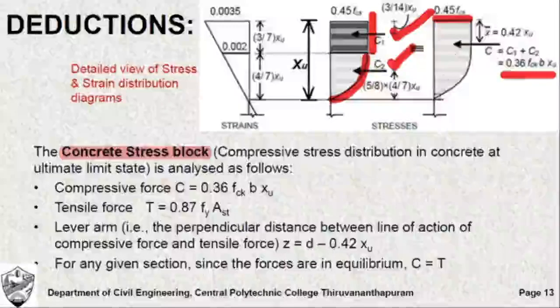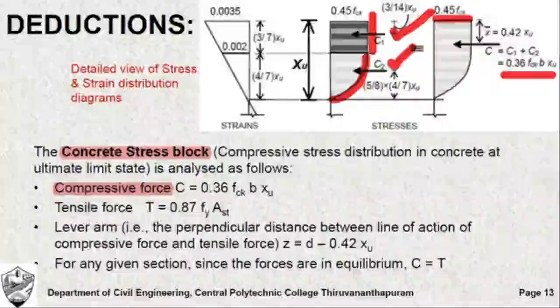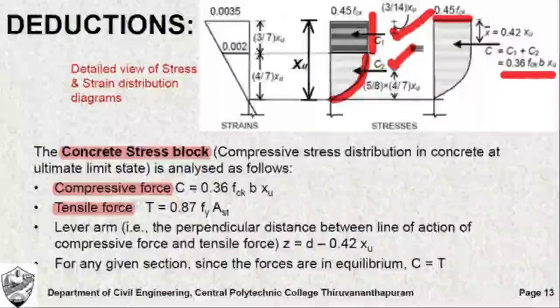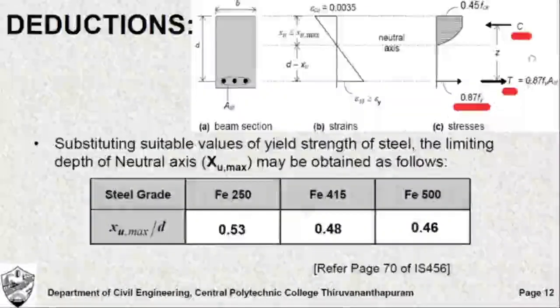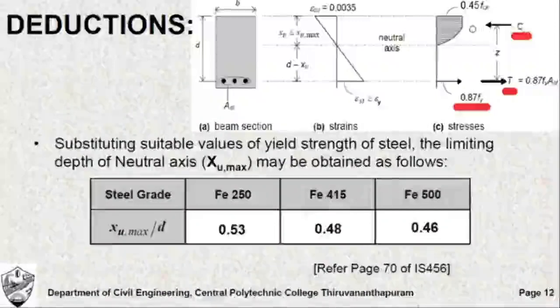The extreme compression fiber is here, and the compressive force is acting at a location of 0.42 XU away from the extreme compression fiber. So we determined the compressive force acting at the section, that is represented as C, equal to 0.36 FCK BXU. We also determined the tensile force acting on the cross section, T, is equal to 0.87 FY AST. So one force is acting in this direction towards the concrete, the other force is acting away from the steel. So one is compressive in nature, one is tensile in nature, and these are separated by a distance known as lever arm.